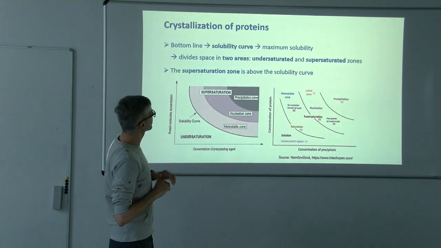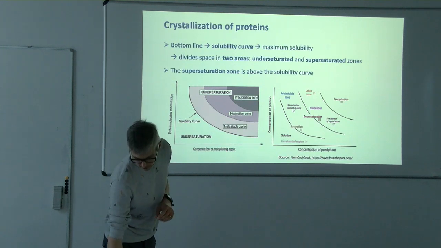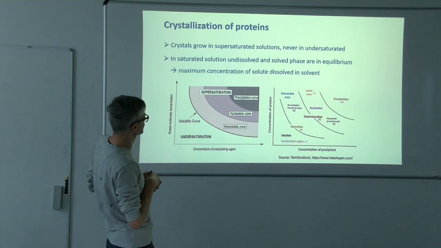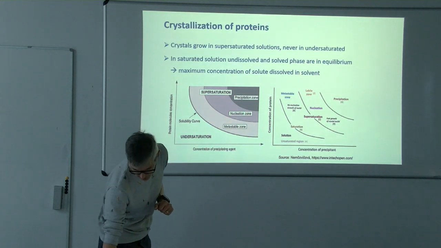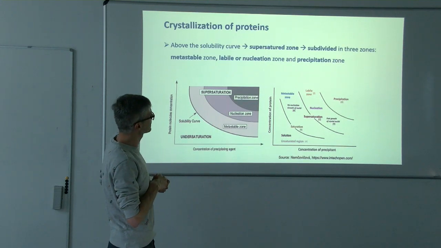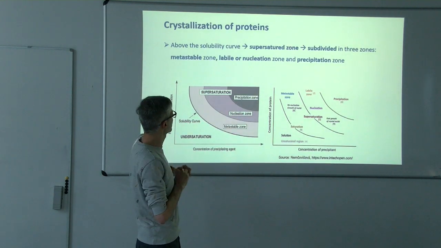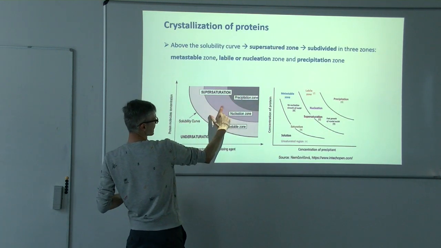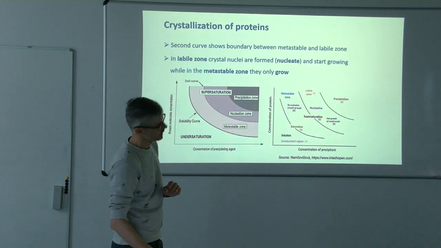So you have the solubility curve, and then the two areas, undersaturated and supersaturated. I think that's clear. Then how do these crystals grow? They actually grow in the supersaturated solutions. So actually in this region here. Yes. So the supersaturated zone can be further divided into three zones. So the metastable zone here, nucleation zone, and precipitation zone. So of course this is not what you want. So you will try to work in these two zones here. This is what you try to do.